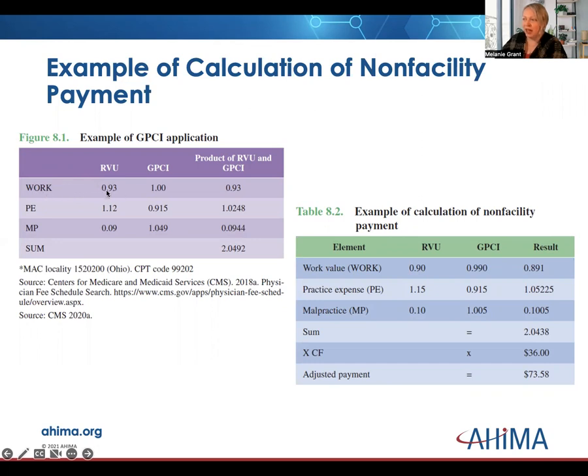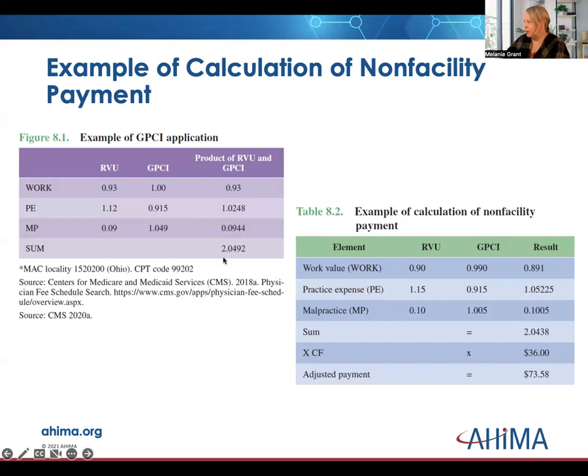of those equations. So we have RVU times GPCI for the work value, physical effort RVU times GPCI for the physical effort value, and malpractice RVU times the GPCI for the malpractice level, added up to get the number we saw earlier. How that goes into effect then for a non-facility payment, we then add the conversion factor here.